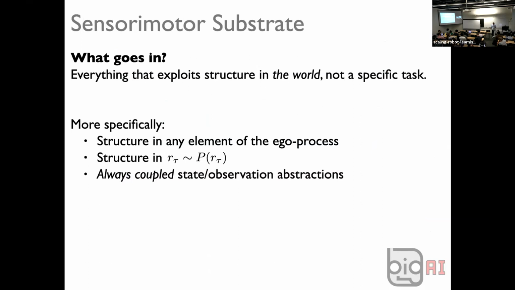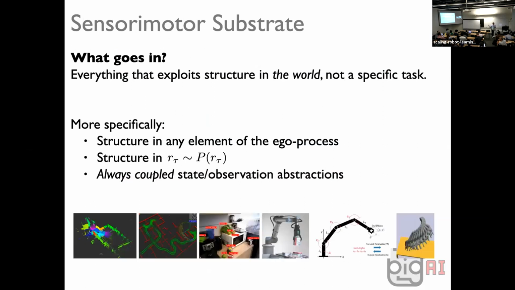Okay, so what goes in there? Anything that exploits structure in the world, not a specific task, any structure in the ego process, any structure in the distribution of the tasks. And the key thing is that they're always coupled, perceptual and motor abstractions. Okay, so skills and symbol abstractions over your perceptions. And if you think about what we are doing in the field of robotics, largely we are building those things. We're building abstractions that exploit properties of things in the world.